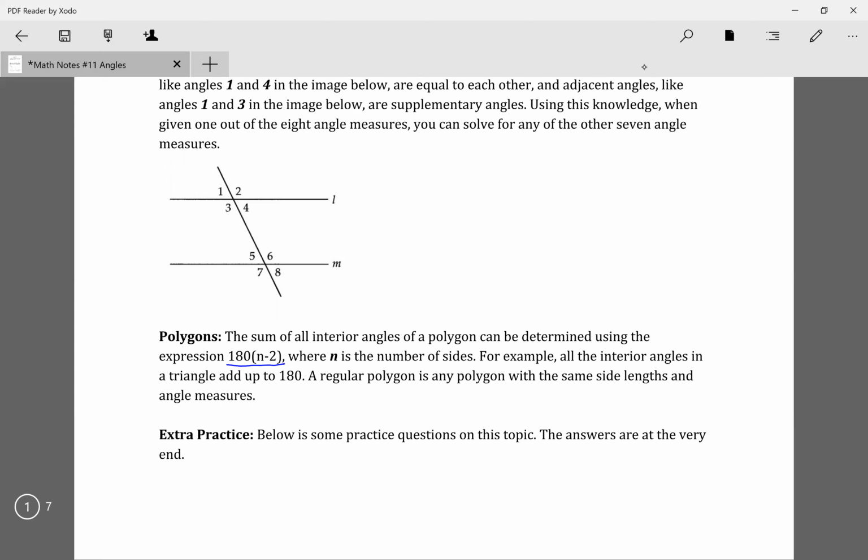So let's say you have a square, it would be 180 times 4 minus 2, which is 180 times 2, which is 360. And that adds up. So all the angles add up to 360.